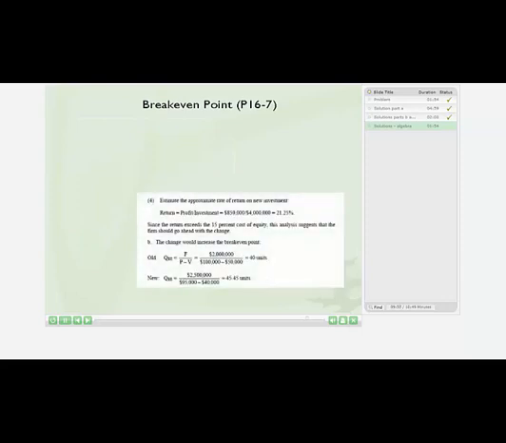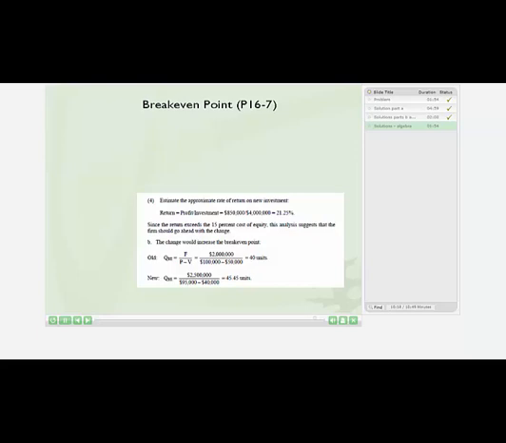And then on part 4 you could estimate the approximate rate of return simply by dividing the profit by the investment. We come up with 21.25%. Now, since that exceeds the 16% cost of capital, even though it says 15% here, I think the problem said it was 16%, the analysis suggests that the firm should go ahead with the change.